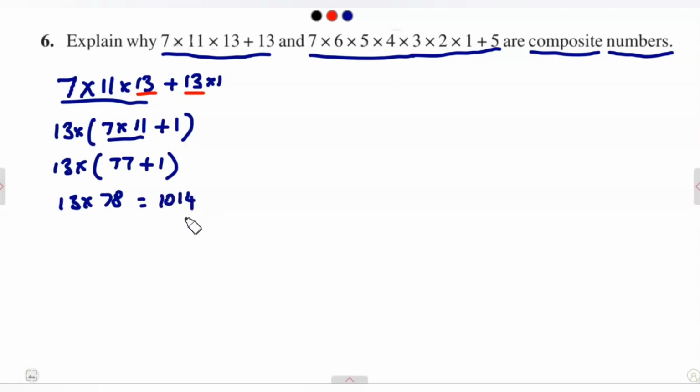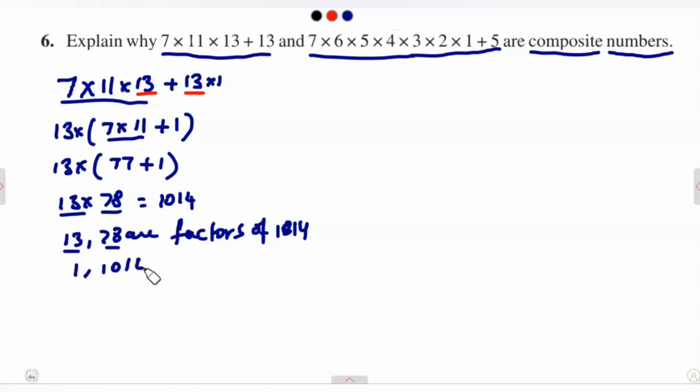If you observe this 1014, which is the answer of the whole expression, it is a multiple of these two numbers, because we got this by multiplying 13 into 78. So clearly we can say 13 and 78 are factors of 1014. Other than these two, it also has 1 and itself, because for every number 1 and itself are also factors.